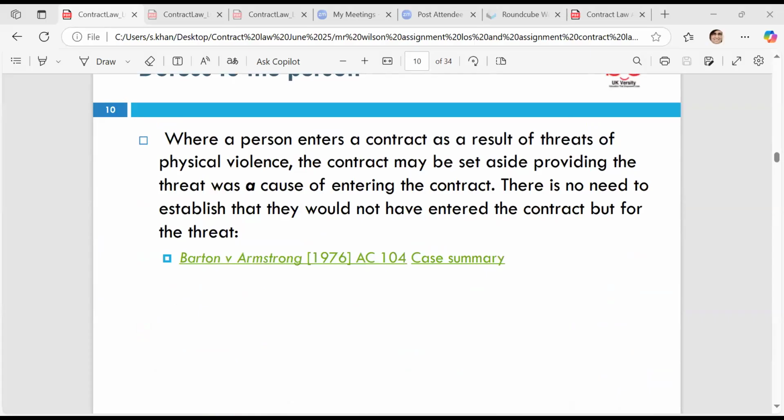Duress to the person refers to a situation where a person enters into a contract because they're forced or coerced by threats of violence or harm to themselves or others. Here, the coercion undermines the concept of free consent. The famous case is Barton and Armstrong, an Australian case that established that duress to the person could be a factor in a contract, even if it wasn't the sole reason for entering the contract. So, that's where a person is threatened.